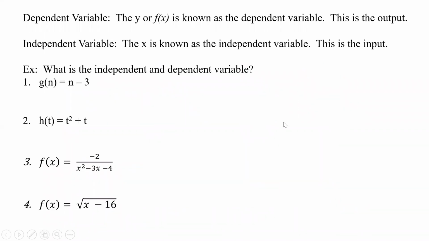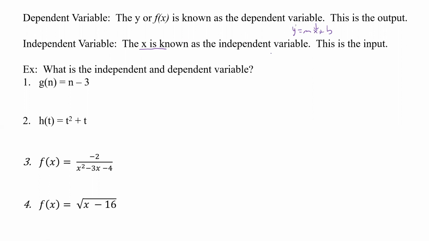Now we have things called the dependent variable and the independent variable. It might be easier to think about the independent variable first. That's the x. When we have an equation y equals mx plus b, that's going to be our input. We're going to put that into the equation, and we're already going to know our m and our b. And when we plug in our value of x, whatever one we plug in, we're going to get some y out.